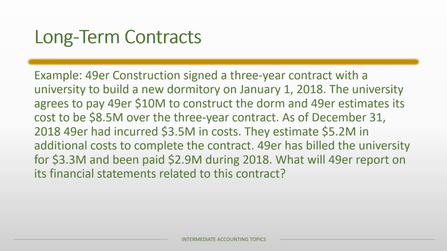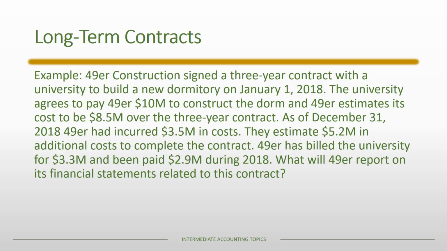All right, let's do an example. So a construction company has a 3-year contract to build a new dorm. And we're going to look at basically what would happen during 2018. So there's an estimate where they're going to get paid $10 million. The construction company believes they're going to incur costs of $8.5 million. And then they did some work in 2018.